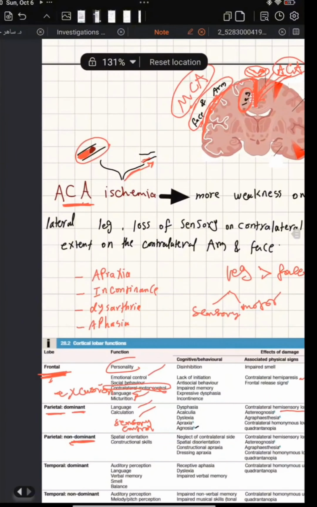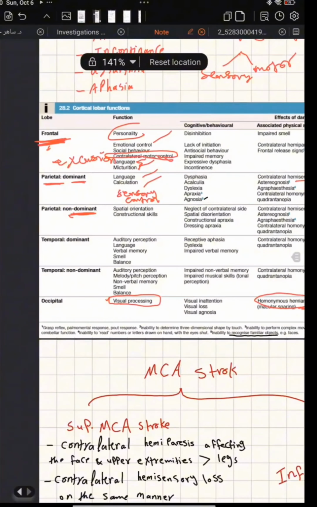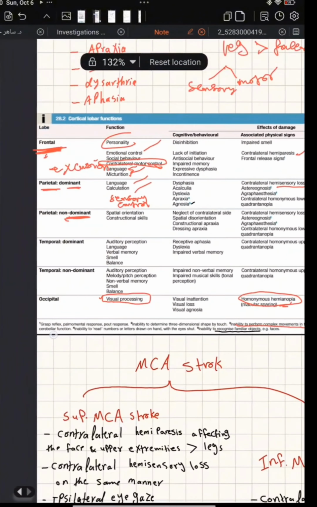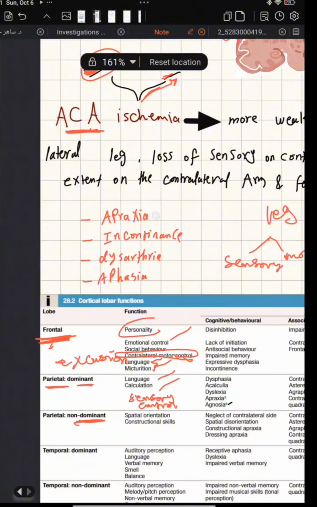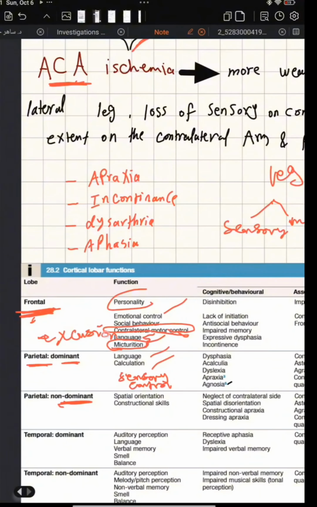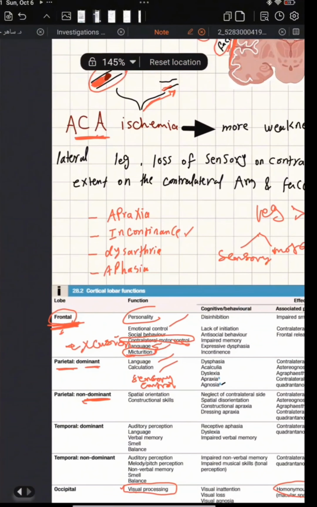In addition, there is apraxia. Apraxia, what is apraxia? Apraxia here is inability to perform complex movement in the presence of normal motor, sensory, and vestibular function. So inability to perform complex movement. Incontinence, because here there is a micturition center within the frontal lobe. So if there is a problem within the frontal lobe by decreasing its blood supply, this will result in incontinence. The micturition center is affected.